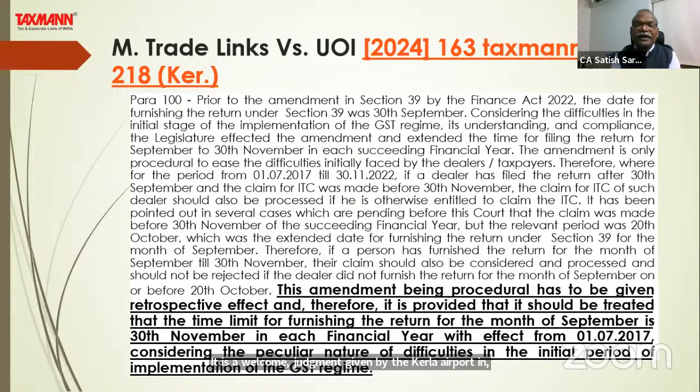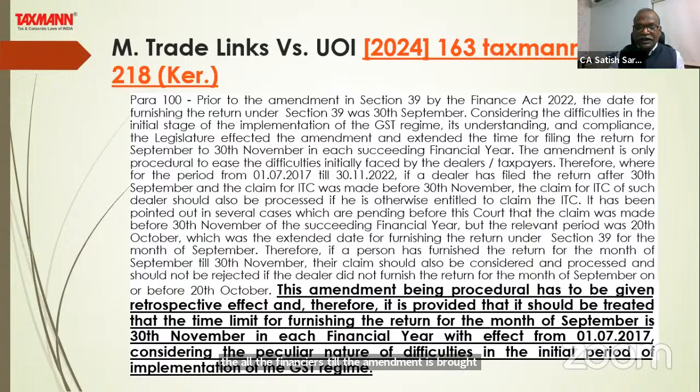From this judgment, what comes to our mind is that for the 17-18 financial year, the limitation under 16 subsection 4 is 30th November 2018. For 18-19, the limitation is 30th November 2019. Like that, for each and every year, the September month due date has to be considered as 30th November, not October 20th. So the extended benefit of 40 days was made available for all the financial years until the amendment was brought into the statute.